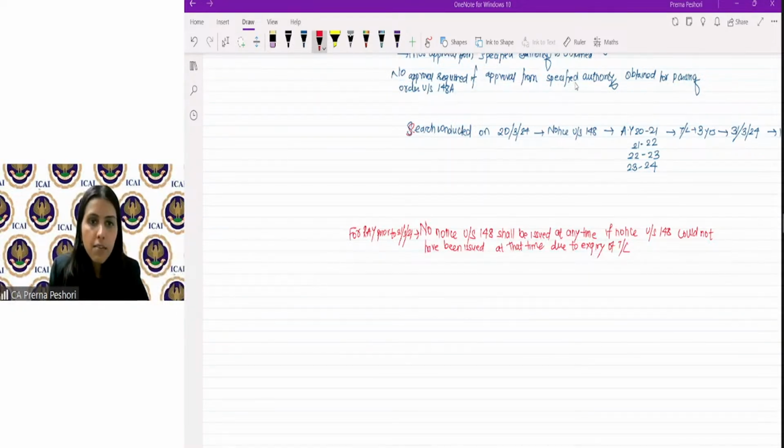Now let's try and understand. Let's say AY 18-19, AY 19-20. Let's take it like this. This amendment is applicable from 1st April 21. So 31st March 2022 will be the first assessment year.